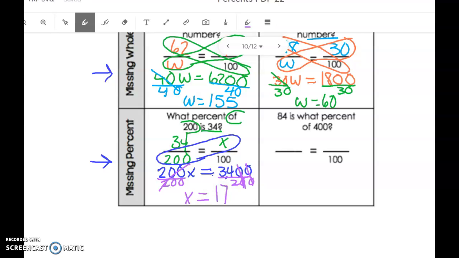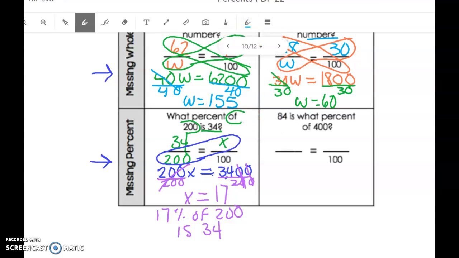And if I wanted to, I would go back up into my question, what percent of 200 is 34? And I would write 17% of 200 is 34. So I'm rewriting the statement once I get my answer.